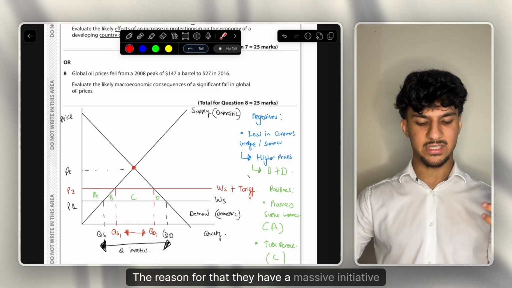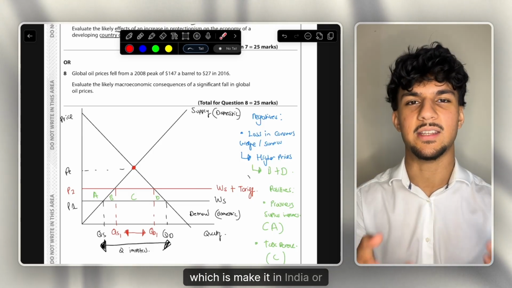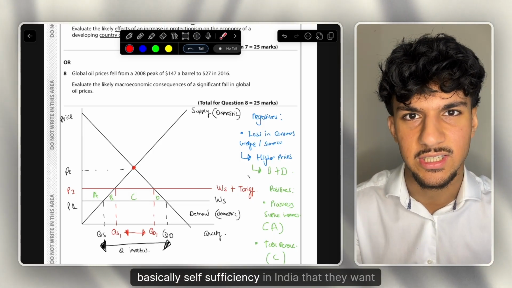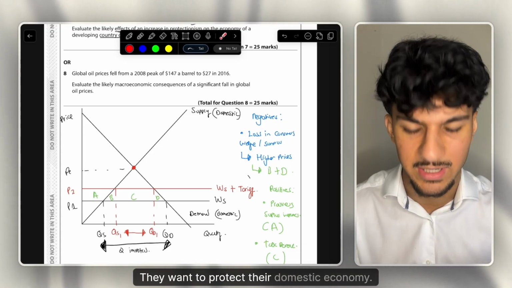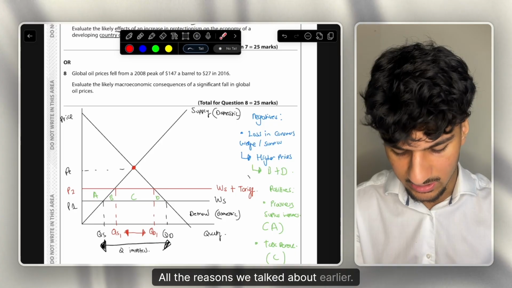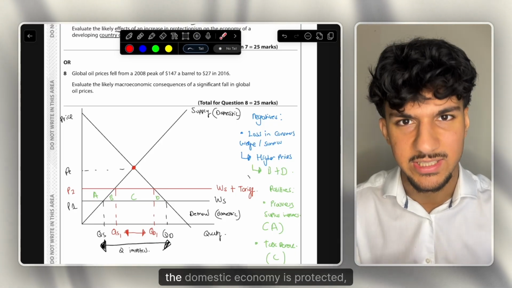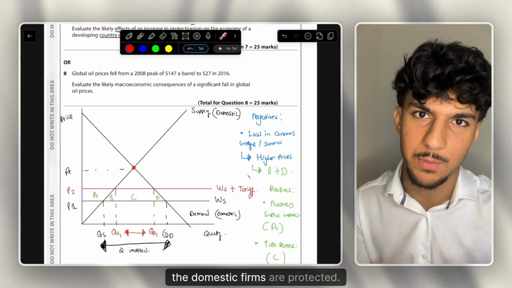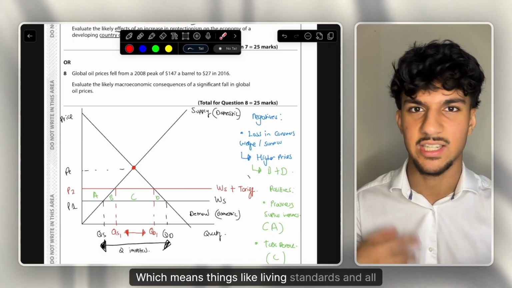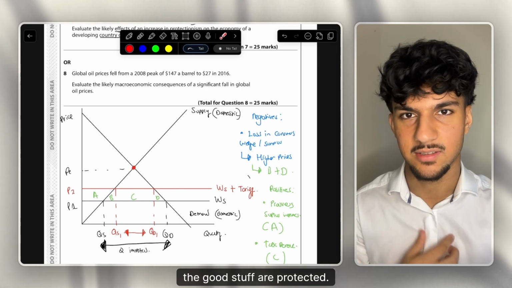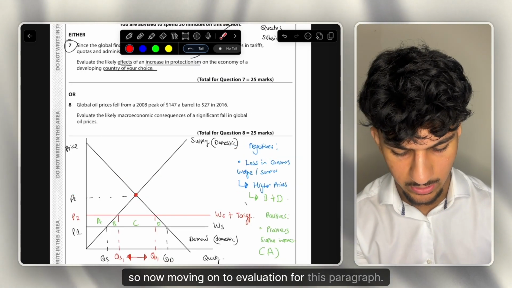The reason for that, they have a massive initiative, which is Make in India, or basically self-sufficiency, that they want to be self-sufficient. And what is the reason for that? They want to protect the domestic economy. All the reasons we talked about earlier. They want to make sure the domestic firms are protected. Why? Because that means domestic employment is protected, which means things like living standards and all the good stuff are protected. Okay, so now moving on to evaluation for this paragraph.